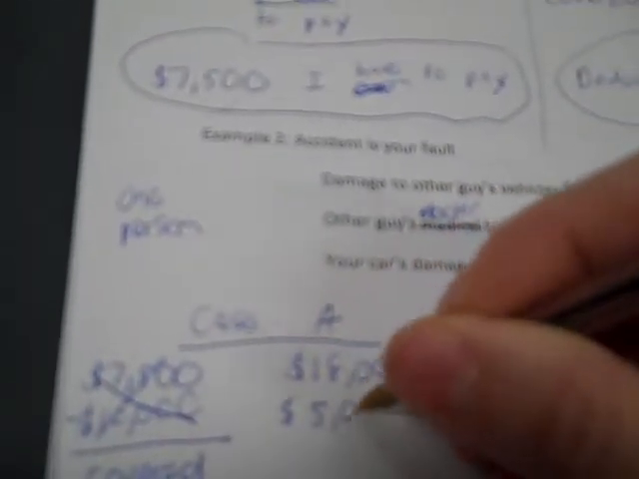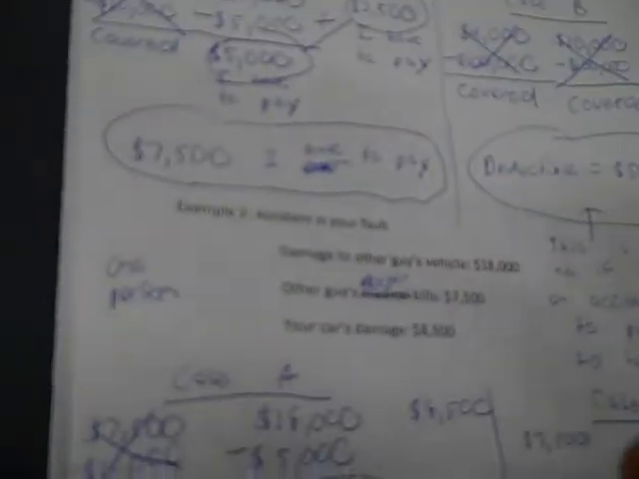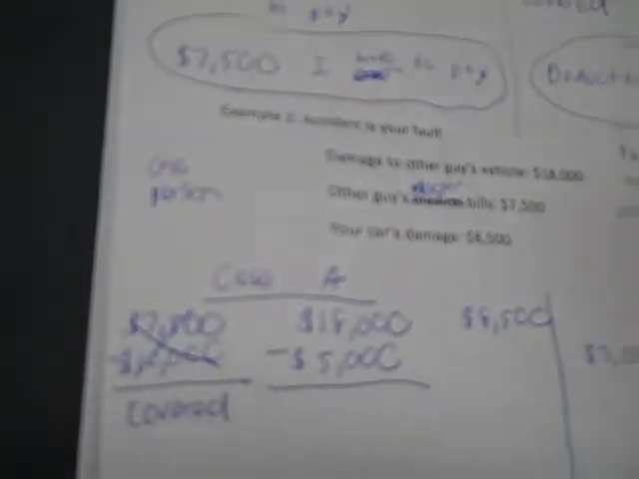Now $18,000 was the other guy's vehicle. So again, the other guy's vehicle is the last number, the 100,000. Or no, I'm sorry, we're up here, 5,000. Let's see if there's any money left. Because there's a coverage limit of 5,000, I have money left, so yeah, $13,000.